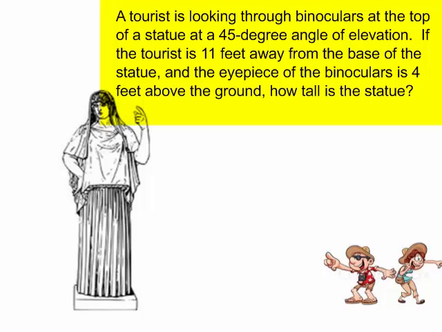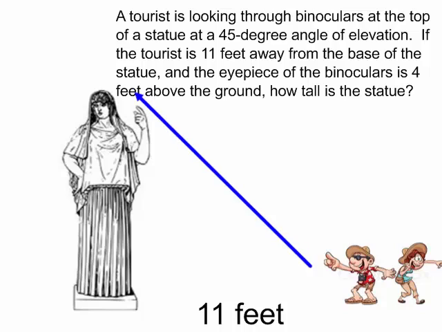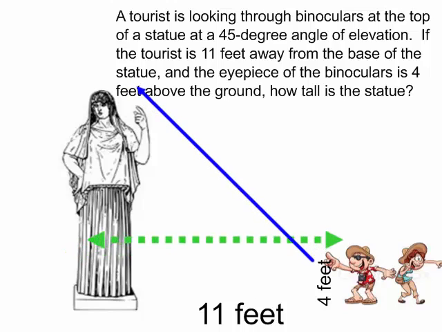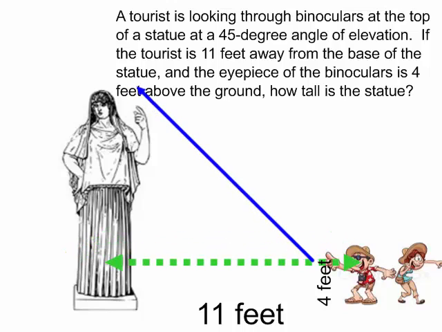So what do we know? We know the tourist is 11 feet from the base of the statue. We know the tourist is looking up. This is going to be an angle of elevation. But we also know that it doesn't start until 4 feet. So if this is the horizontal at 4 feet, and then the tourist looks up to the top of the statue. Does this resemble a right triangle?